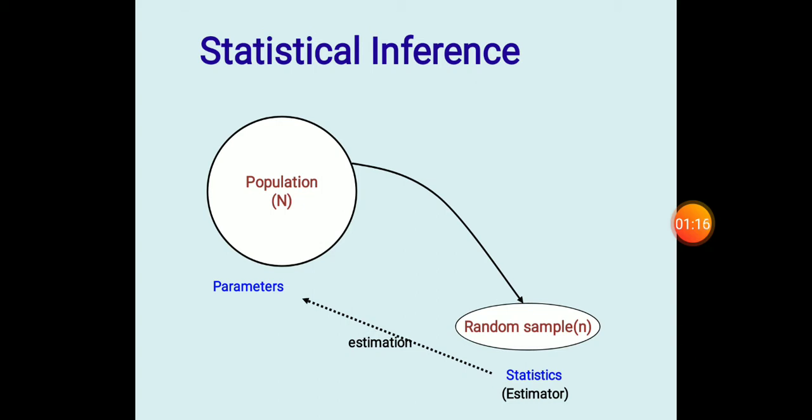We have seen that there are various types of measures of central tendency and measures of dispersion. Now what is measures of central tendency? The mean, median and mode, the averages. Measures of dispersion: range, mean deviation, quartile deviation, standard deviation, all these are the measures of dispersion. So these measures which we are calculating from the population, that is unknown to us, is what we call as parameter.